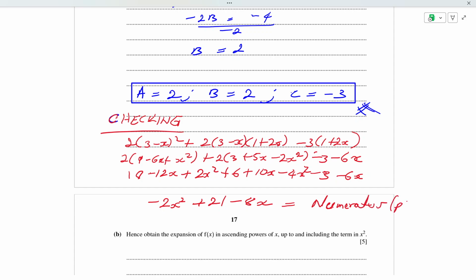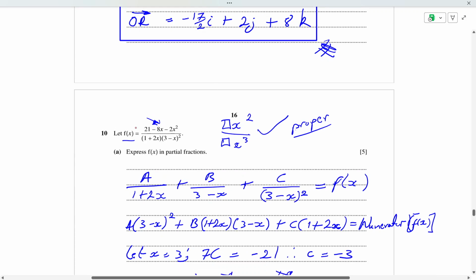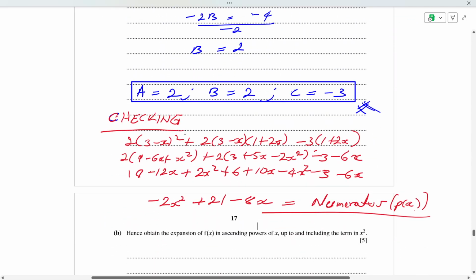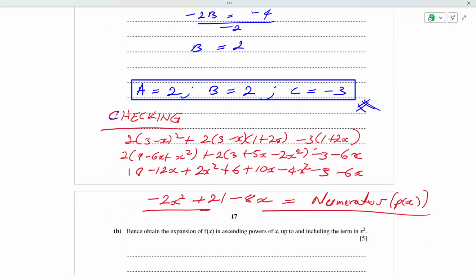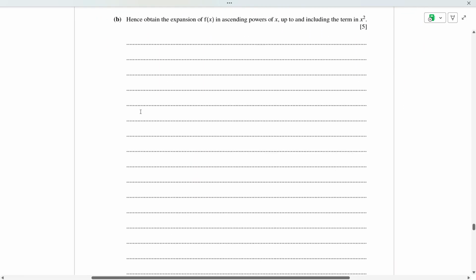of f(x), right? Thus, your values for A, B, C are correct. You can see you have 21, negative 8x, and negative 2x^2, and that's what you have here. All right, so now you can use your values and work out part b.